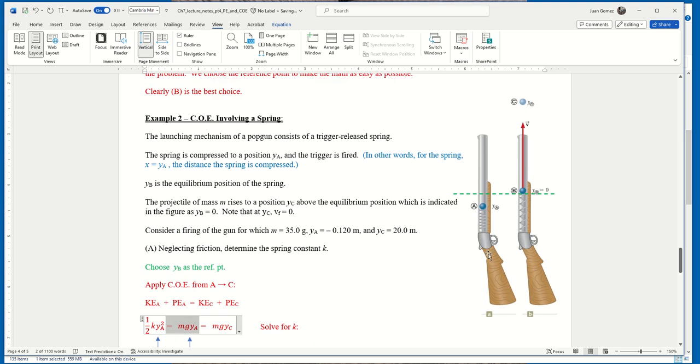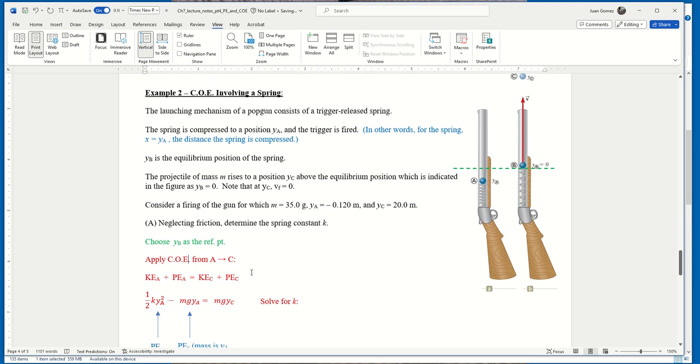Yeah, you can see that, again, we're choosing YB right here as the reference point. So when you compress the spring, the projectile is now a distance of YA below our reference point. So the potential energy is the minus mgYA. Okay. Now, KEA plus PEA equals KEC plus PEC.